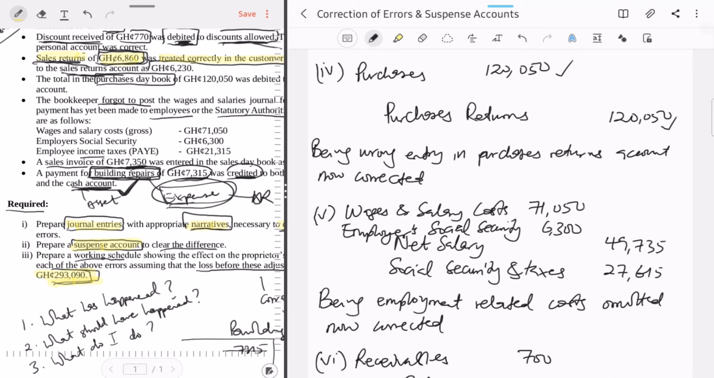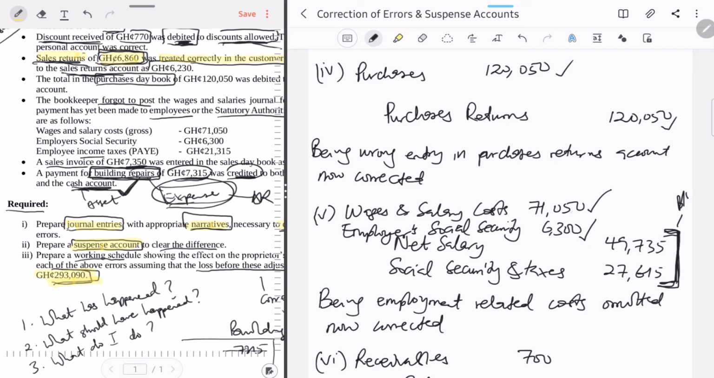wages and salary costs, these are expenses on the income statement. Employee social security, these are also cost expenses. These are payments, so either they are going to be cash or bank or a payable account, so they're all on the balance sheet. So we will focus on the debit side.